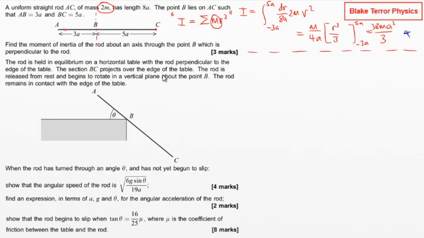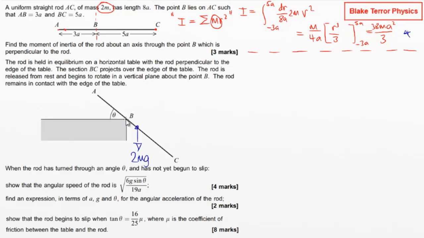Section BC projects over the edge. It's released from rest and begins to rotate. When the rod has turned through an angle theta, it has not yet begun to slip. So they put the centre of mass over the edge of the table, and this is part of the reason that it's going to start rotating round.